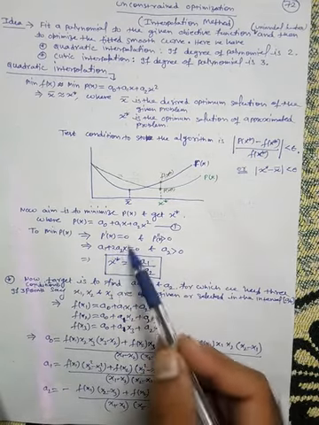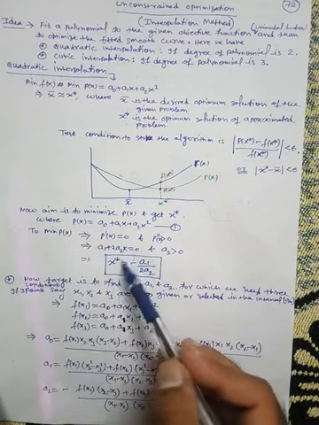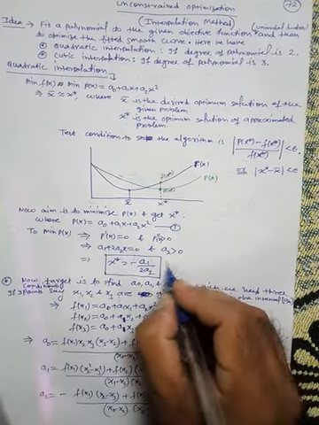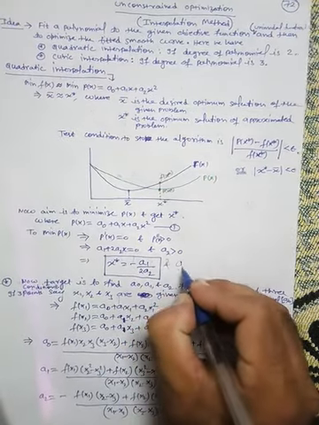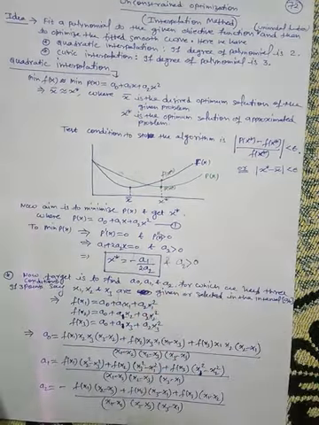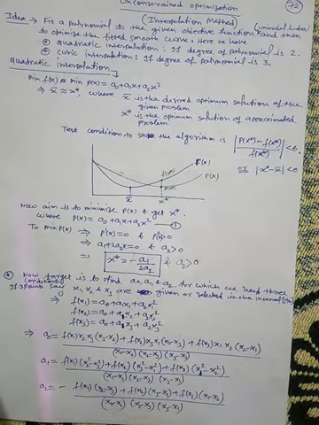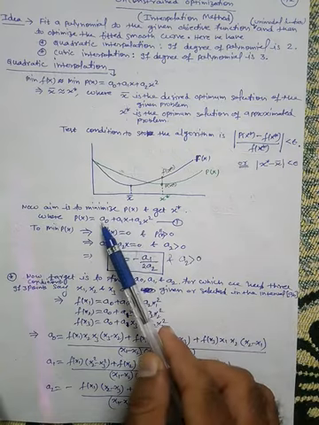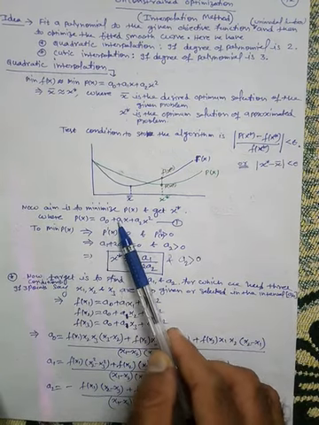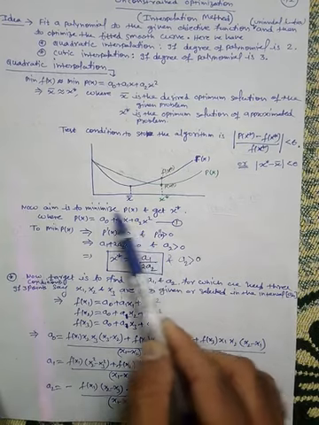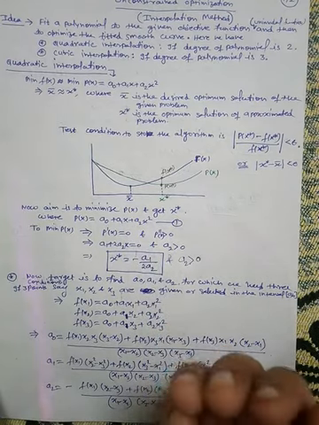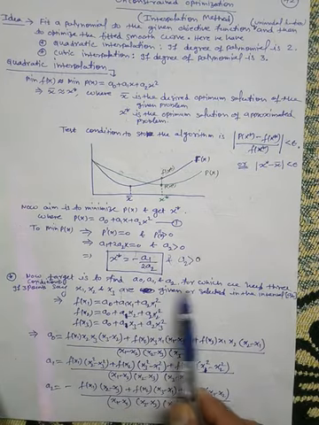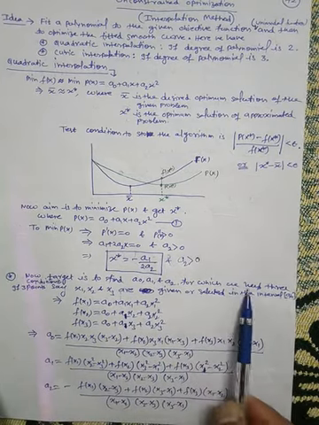From here, x star will be minus a1 upon 2a2, and obviously a2 will be positive. This is the condition. But since we have three arbitrary constants a0, a1 and a2, to find these three we need three conditions. So now the target is to find a0, a1, a2, for which we need three conditions.